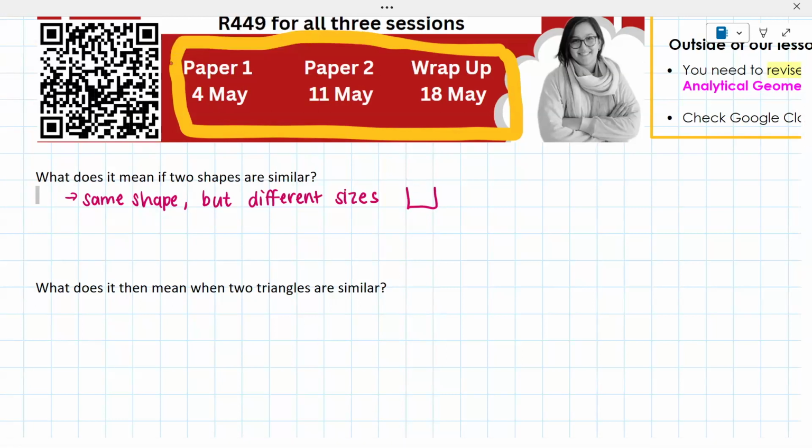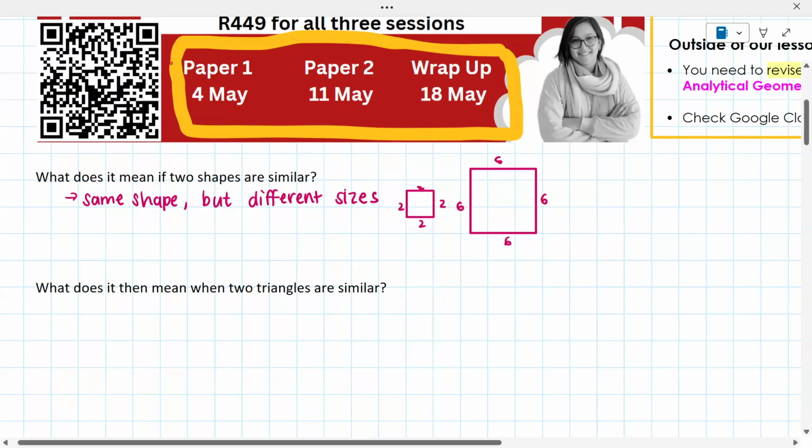So there's my square. And let's say, for example, all of its side lengths were 2. A shape or square that is then similar to this one would be one that is exactly the same shape, so still a square, but is proportionately a different size. Let's say all of these sides were 6. What this shows us is that the square on the right is 3 times bigger than the square on the left. That is in proportion.